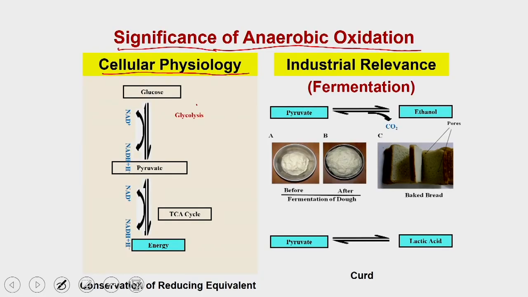Under the normal conditions, in the presence of oxygen, the glucose is getting converted into the pyruvate, and the pyruvate is getting converted into energy with the help of the TCA cycle, which means when it is getting converted into energy, the NAD plus is getting converted into the NADH.